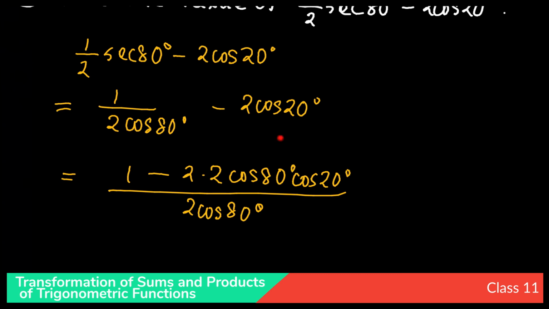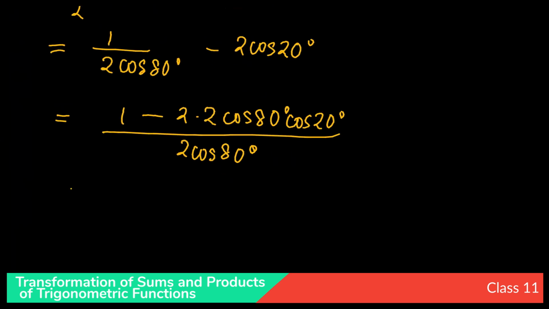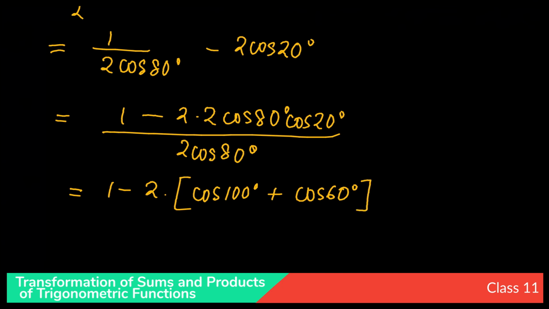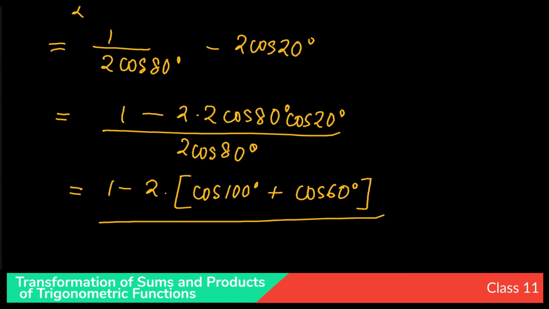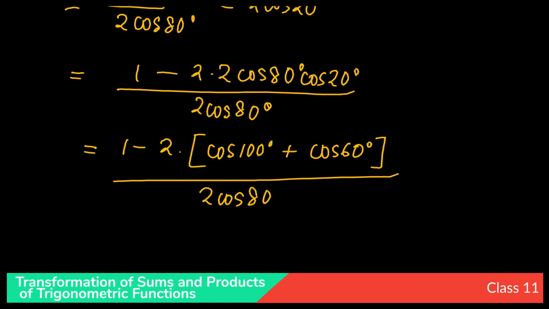Okay, now if I take the LCM, it is 1 minus 2 into 2 cos 80° cos 20°, over 2 cos 80°. Now if you see carefully, if I consider 80° as A and 20° as B, it is in the form of 2 cos A cos B. So what is the formula? It is cos(A + B) plus cos(A − B). So I can write 2 into cos 100° plus cos 60°, and in the denominator we have 2 cos 80°.